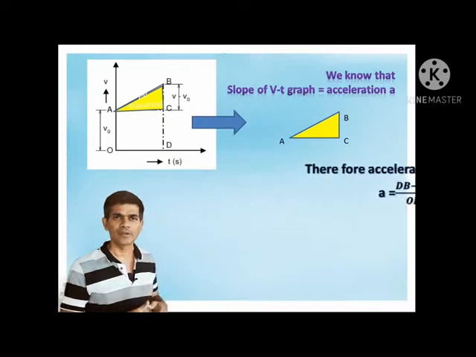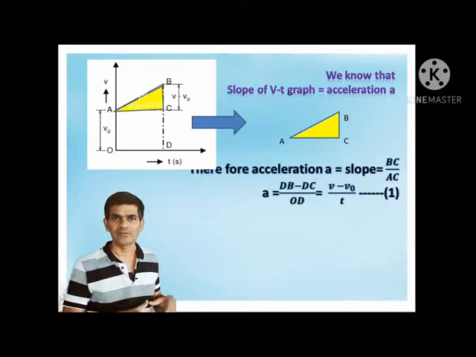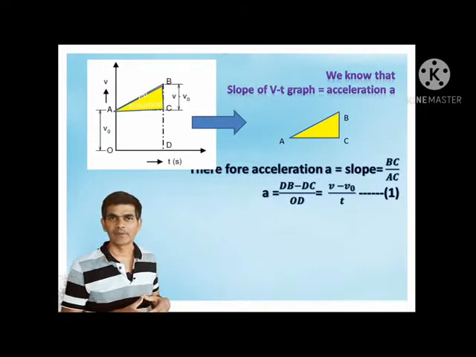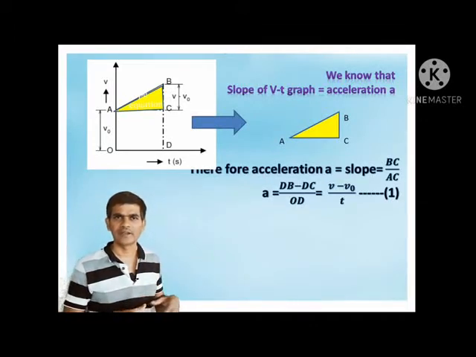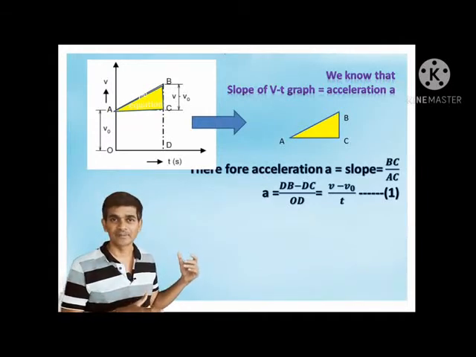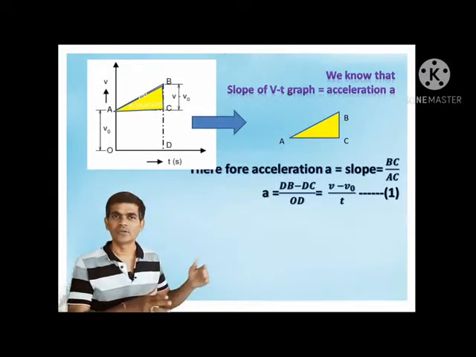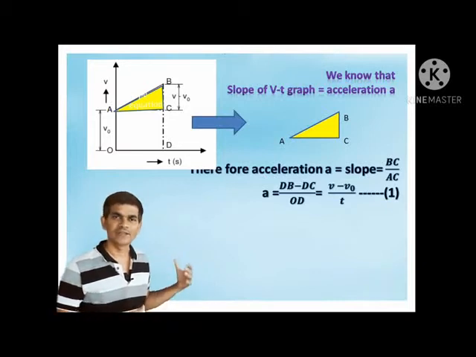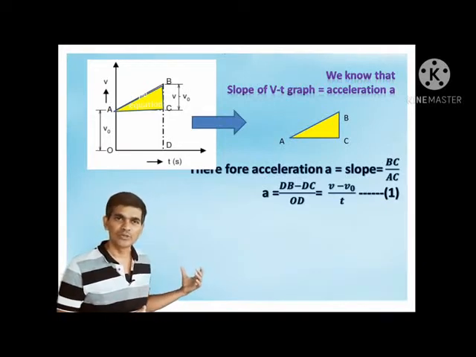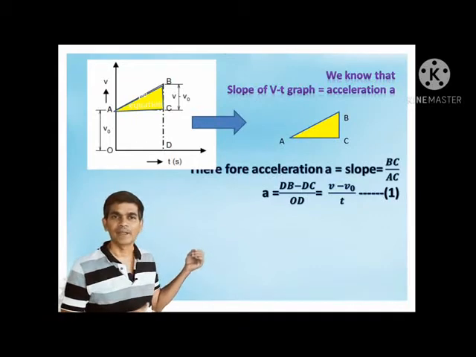How do we find the slope? We draw a triangle for this particular velocity-time graph on AB. At any position you can draw a triangle. We get a triangle ABC to find the slope of this line, which is nothing but the ratio of height divided by base. The height is BC divided by the base AC, and that gives the slope. Therefore slope is equal to BC by AC. You know that in the figure AC is equal to OD and BC is equal to v minus v naught.